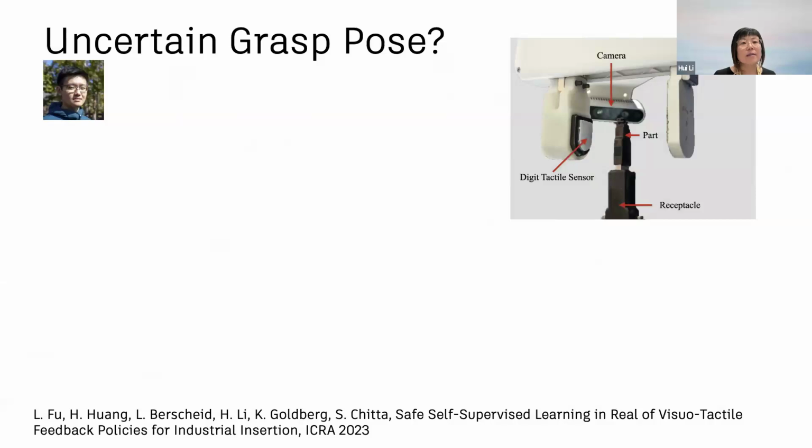So far, we've looked at situations where there's no uncertainty in the grasp pose. We assume the parts are already stably grasped in the gripper, and there's no uncertainty in that. In this work, we look at what if there's uncertainty in the grasp pose, or when there is slippage during grasp. So we mounted a DIGIT tactile sensor on one finger of the Panda robot. There's a wrist-mounted camera, and then we get force feedback from the Panda robot.